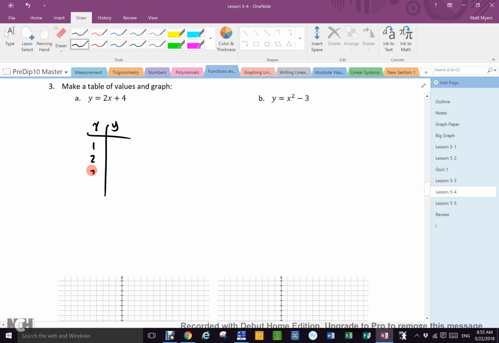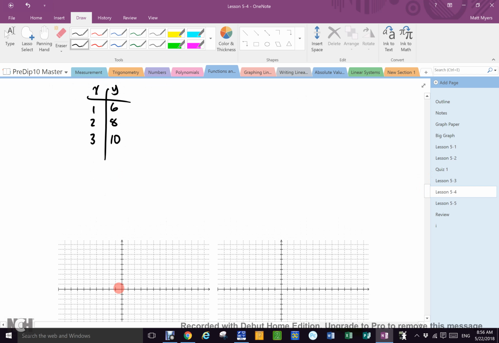Great. 1, 2, 3. When x is 1, what's y? 6. When x is 2, what's y? 8. When x is 3, what's y? It's not linear. So 1, 2, 3, 4, 5, 6. 2, 6, 7, 8. 3, oh, I'm off the graph. So 3 takes me off the graph.